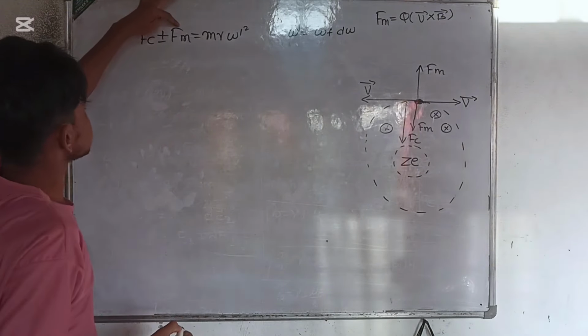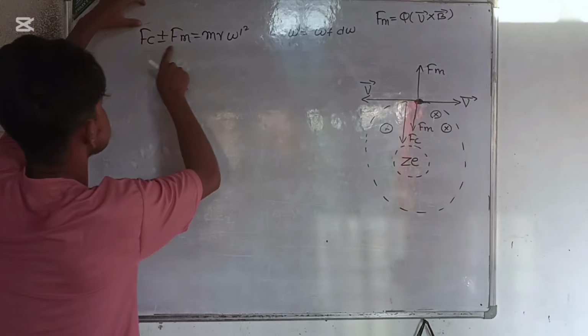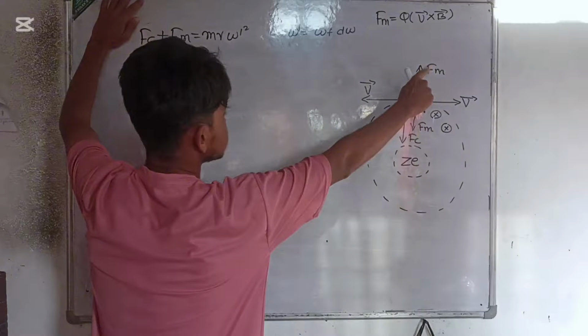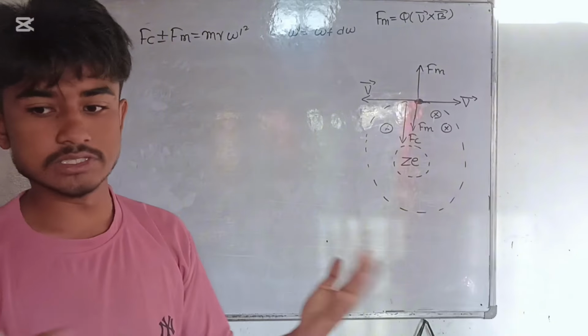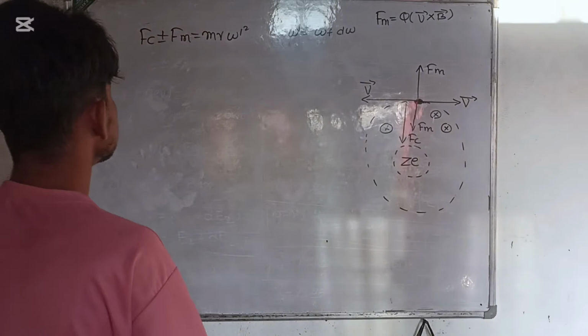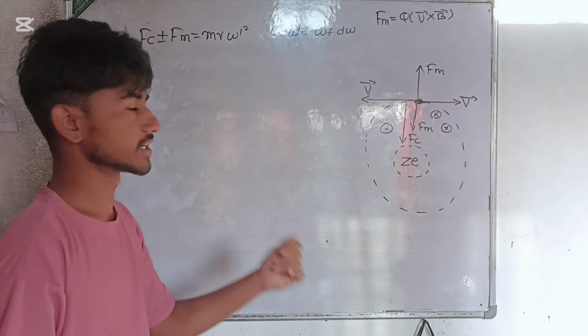So if you take the plus sign, the magnetic force and centripetal force are supporting each other, and if you take the negative sign, the magnetic force and centripetal force are opposing each other, right? So are you getting the point, and are you with me? Sorry for the background noise, I do not have a proper setup here.